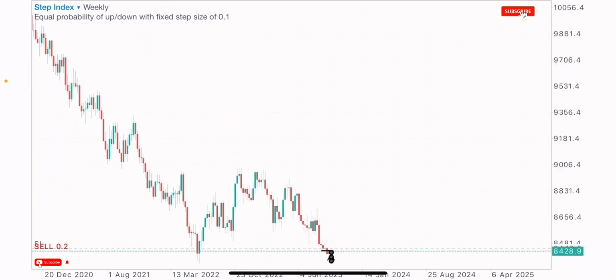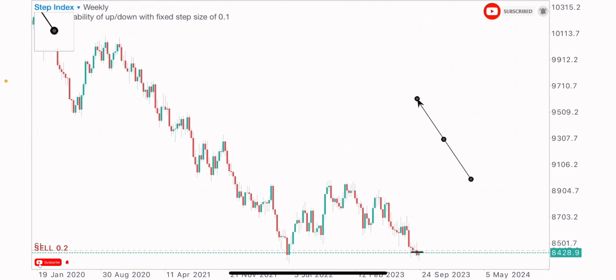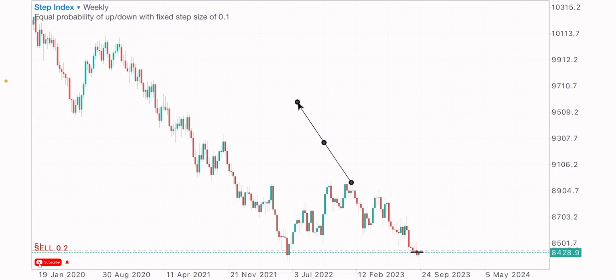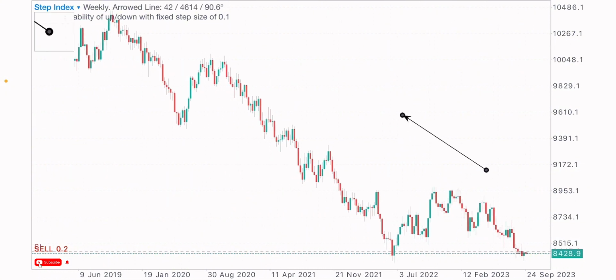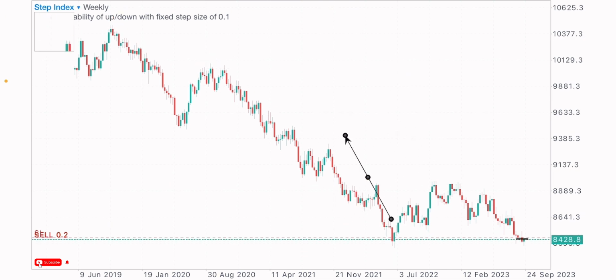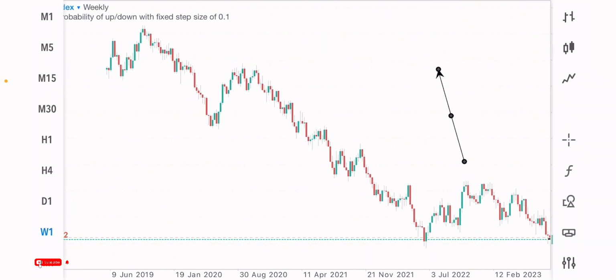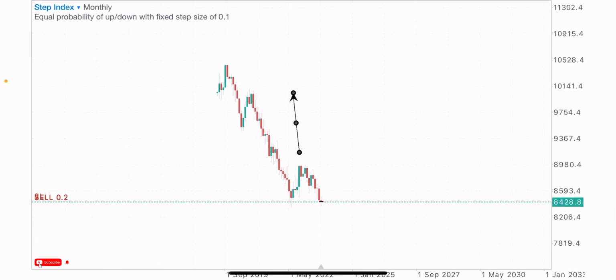So you can see on the weekly time frame on step index that the market has been on a long-term downtrend. I always emphasize going to a higher time frame whenever I want to analyze the market. I always emphasize starting from a higher time frame whenever you want to look for trade opportunities. It can be the weekly, the daily, or the monthly time frame. You can start from any of them, but always start from the higher time frame. So right now you're on the weekly time frame on step index, or let's check the monthly time frame if need be.